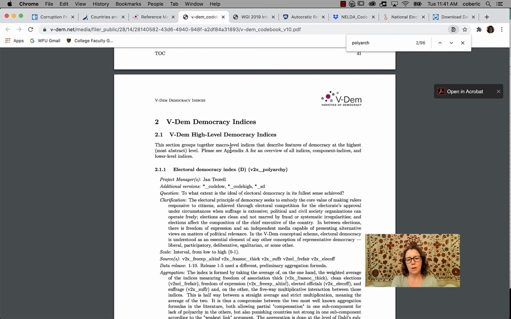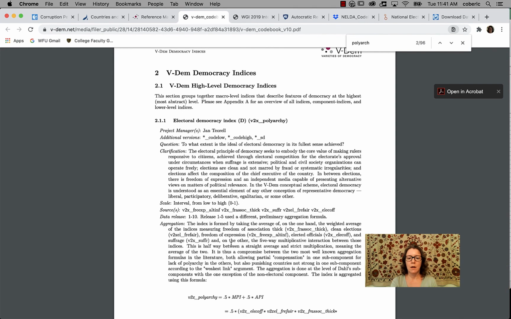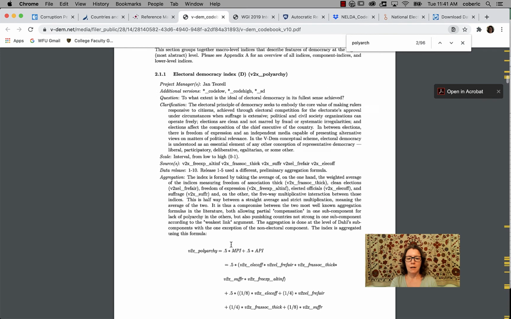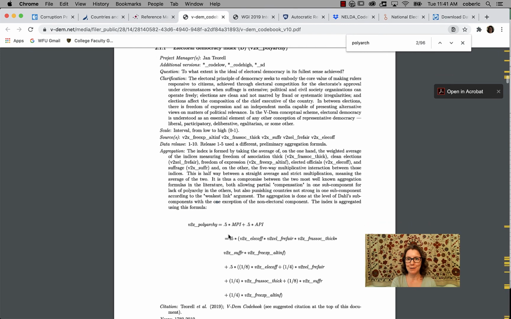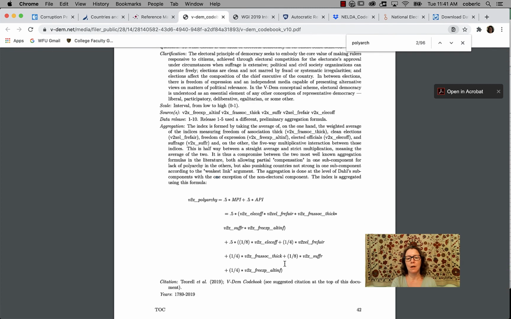So here's an example of an aggregate index, one for electoral democracy or polyarchy, as they define it here. Here, they're describing what they actually mean by polyarchy, which is very similar to Dahl's version of it. And then they describe exactly how they aggregate it. What subvariables they have created themselves, what they combine into a polyarchy score. And then they give you an equation. Since what they're producing is a number, they give you an equation for how they actually combine those things together. It's a weighted average, in other words.